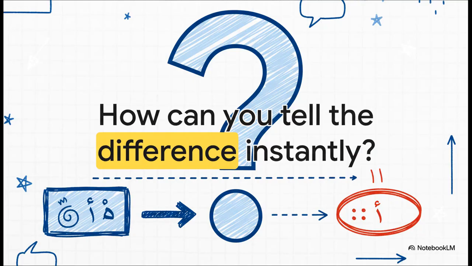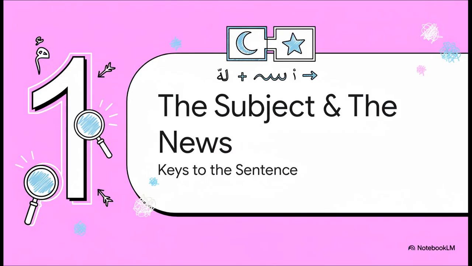So what's the secret? How can you look at two phrases like that and just know which one is which instantly? That's the puzzle we're going to solve right now. And trust me, once you see it, it'll totally change how you read Arabic. To crack this code, you really only need to understand two essential parts. Think of them like two keys that you need to open a lock. Once you know what to look for, the door just swings right open.